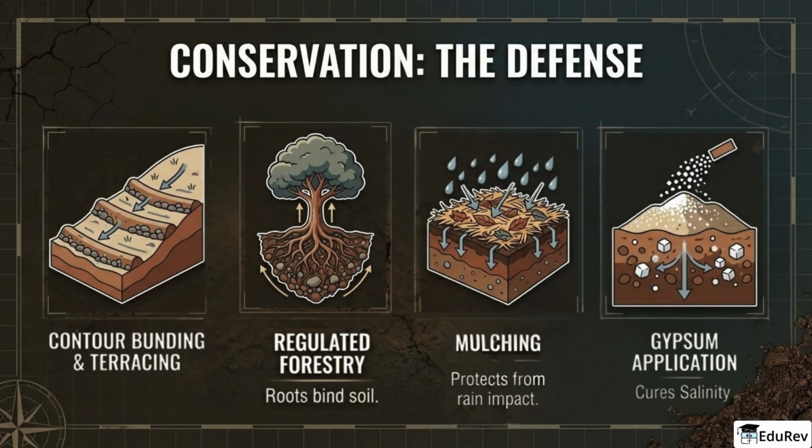Notice the logic. Each method is not generic. Each one matches a specific threat: runoff, loosened structure, raindrop impact, or salt accumulation. That is how you should frame conservation in answers.